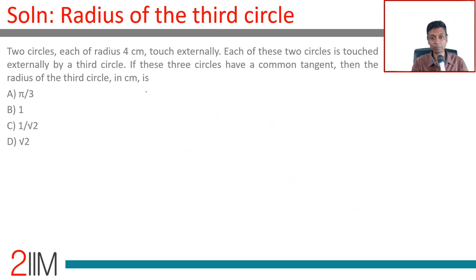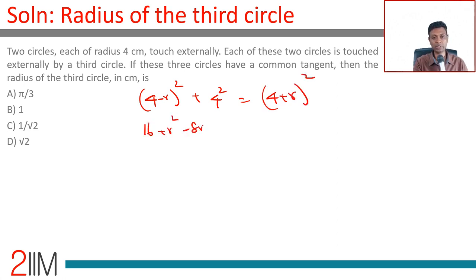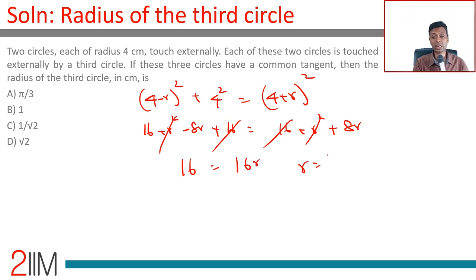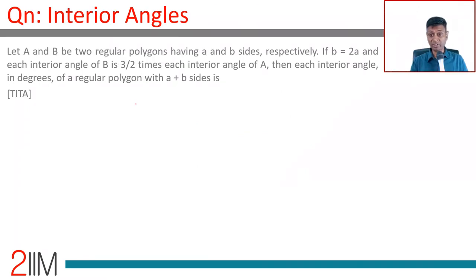So I'm going to simplify that. (4 minus R) whole square plus 4 square equals (4 plus R) whole square. 16 plus R square minus 8R plus 16 equals 16 plus R square plus 8R. 16 gets cancelled. R square gets cancelled. 16 equals 16R, or R equals 1. We have a famous 3, 4, 5 triangle. 3 square plus 4 square is 5 square. Radius is 1.